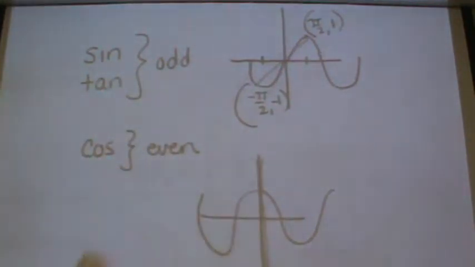So with that said, if I asked you what's cotangent, what would you say? Cotangent: odd. Cosecant, odd. Still the same. Secant, even. Okay.